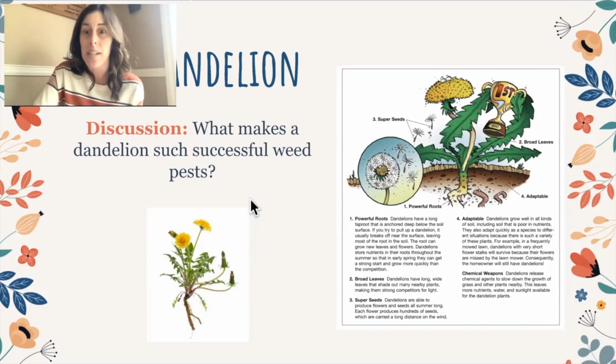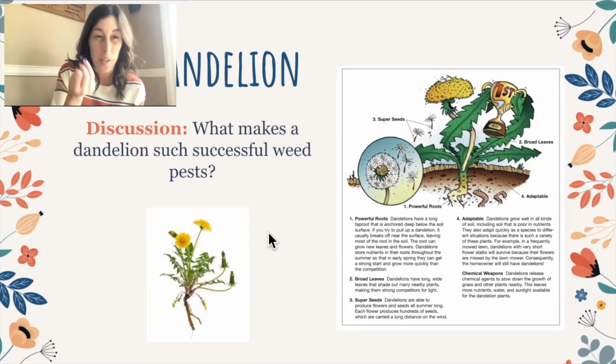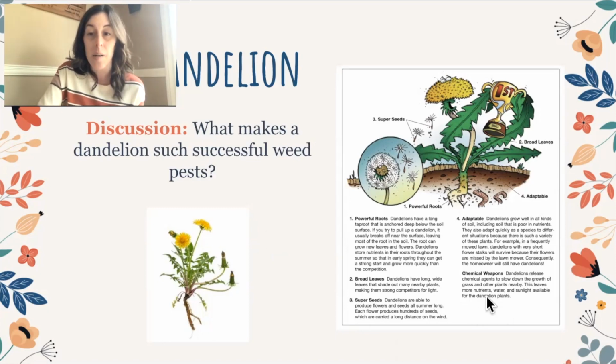They're super adaptable. So they grow in different kinds of soil. They're not specific to one type. They can grow in dry, in moist, in wet soil. They're really adaptable. And it takes chemicals to kill them. Really, dandelions are super, super strong plants. That's why you see them everywhere.